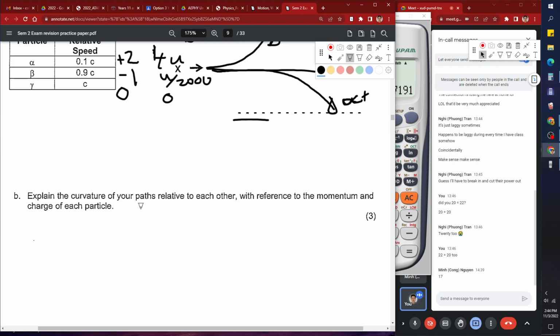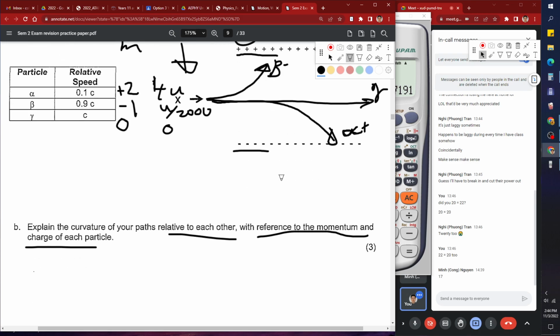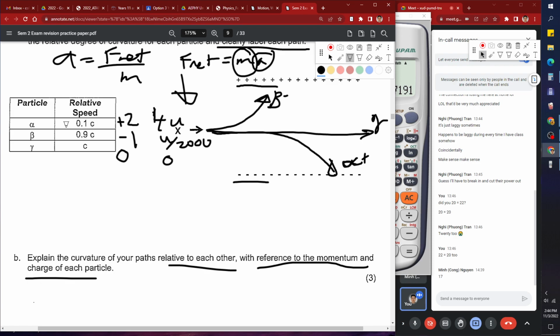Explain the curvature path relative to momentum. Oh yeah, pretty much that's what I just did. So the charges will be attracted to their opposites. The momentum of the alpha, even though it's much slower, is large because its mass is so much more than the beta.